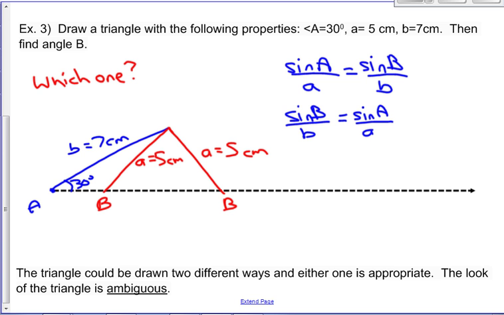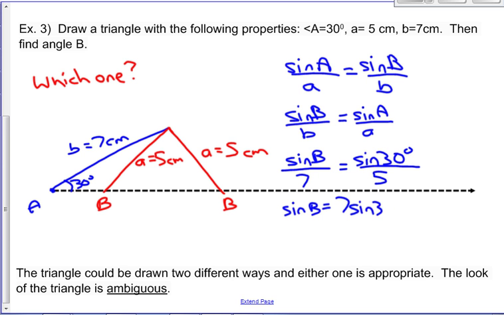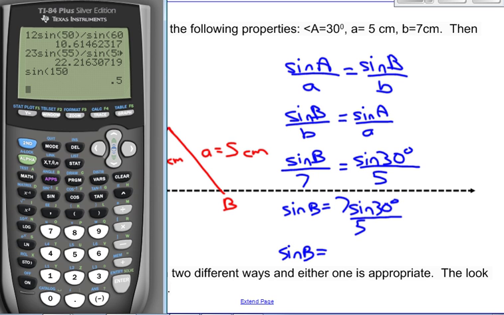Let's sub in what we know. We don't know what the size of angle B is. We do know that its side is 7. We're looking at sine 30 over a, which is 5. I could multiply both sides by 7, and that'll give me 7 sine 30 over 5. And I could work that through in my calculator, or I could know that the sine of 30 is a half. That gives me 0.7.